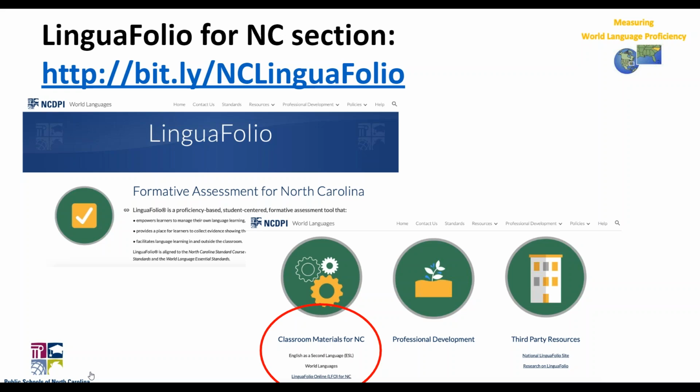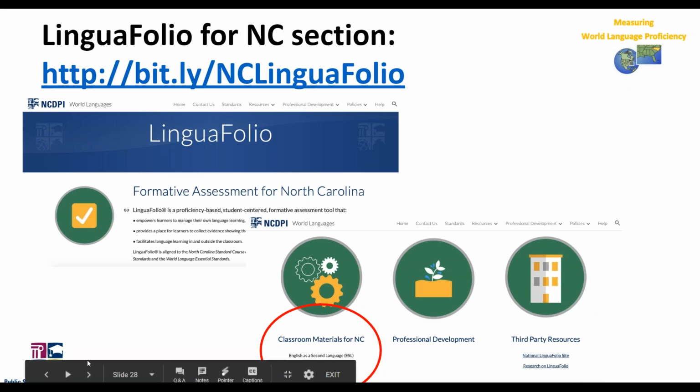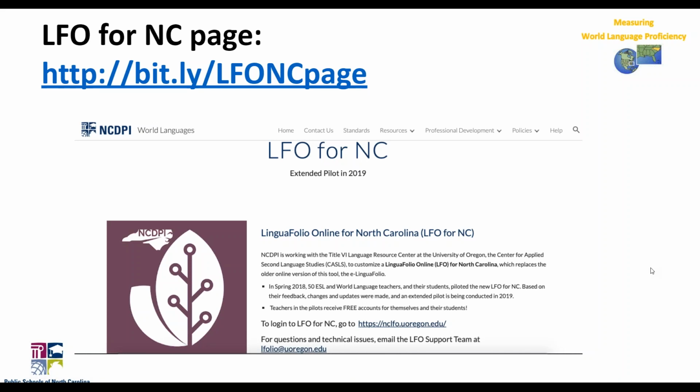And we also have a LinguaFolio Online or LFO for North Carolina. It's been customized, the LFO for NC, so that we have access to it for free. And what that basically means is we have a contract with the university who puts LinguaFolio online and makes LFO so that we have a certain number of LFO accounts that we can access. So we have the regular LFO that everyone else has in every other state, but we have our own special login, and that's what you see here on our LFO for NC page that we can access.